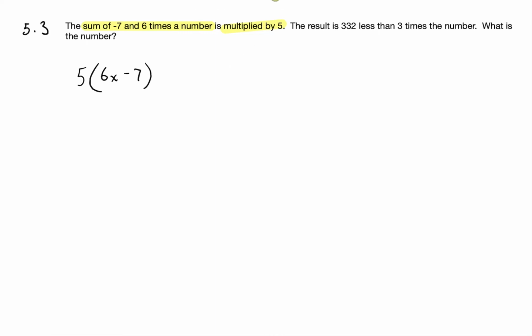All right, now we have the result is, that's our equal sign. Now we have 332 less than 3 times the number. So we know we're going to subtract 332 because it's less from this. So we have 3 times the number minus 332. What is the number? So now we can solve it.